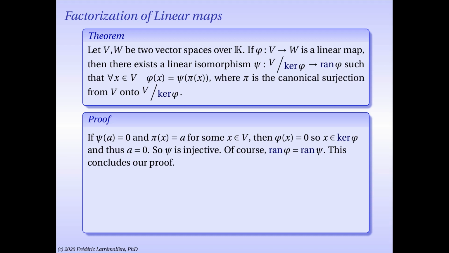And, if you just look at the definition, it's trivial that the range of phi is the range of psi because the map pi, the canonical surjection, is indeed surjective. And so we indeed have a bijection as a function, just a regular function, from the quotient space, V quotient by kernel of phi, to the range of phi. But that function is also linear, so it is a linear isomorphism as claimed.